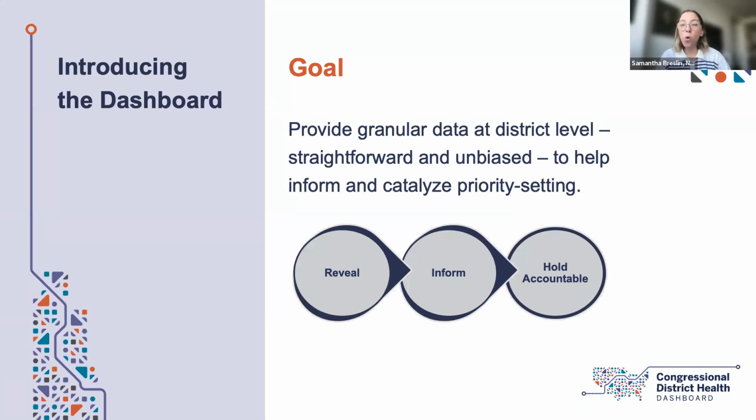We know at the dashboard that data is really powerful, but we also know that data on its own can't change policy. It is an important ingredient and an important first step when we're hoping to do that policy change. Data can help us illuminate challenges and assets in communities that maybe were hidden, or maybe we knew about them anecdotally, but we need hard evidence to be able to advocate for resources.